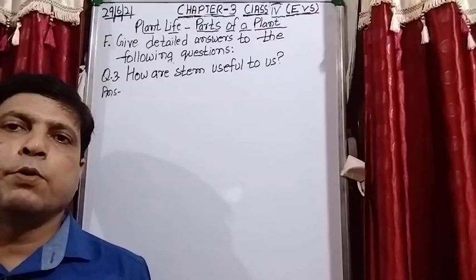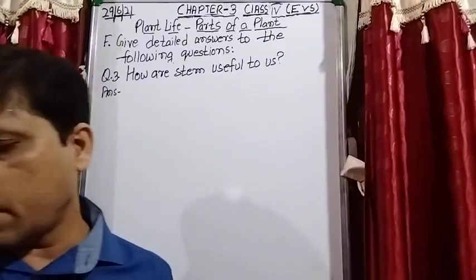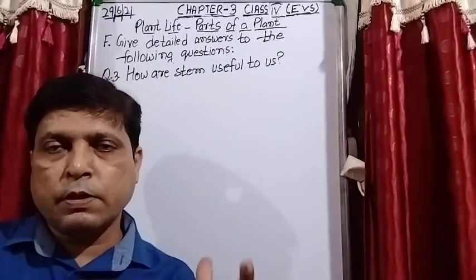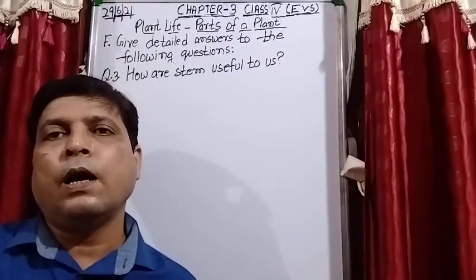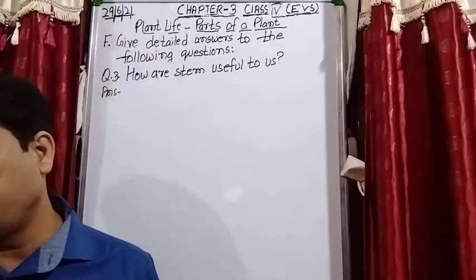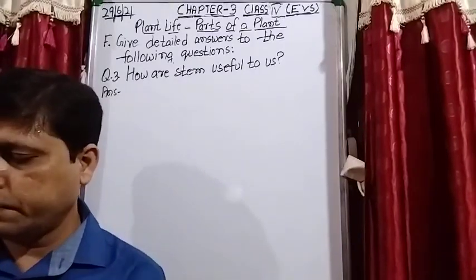Is it clear? Because stem is that part which supports the plant above the ground. Stems support the plant above the ground. And what are the parts of a stem? That is branches, leaves, buds, flowers and fruit. So note down the answer.